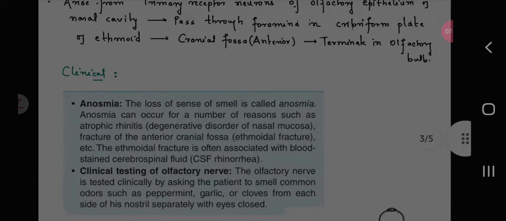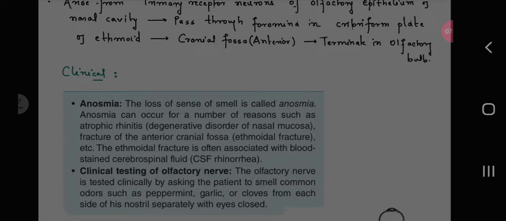Anosmia. The loss of sense of smell is called anosmia. Anosmia can occur for a number of reasons such as atrophic rhinitis, degenerative disorder of the nasal mucosa, fracture of the anterior cranial fossa, ethmoidal fracture, etc. The ethmoidal fracture is often associated with blood-stained cerebrospinal fluid, CSF rhinorrhea.